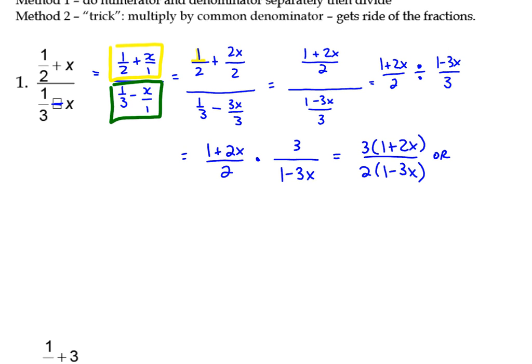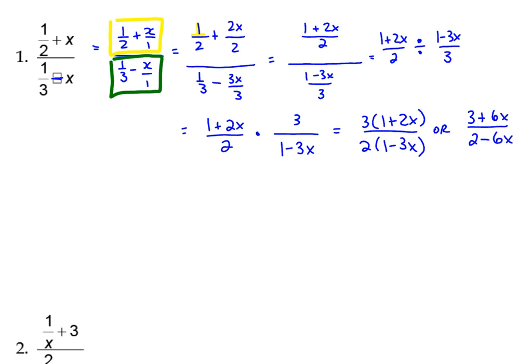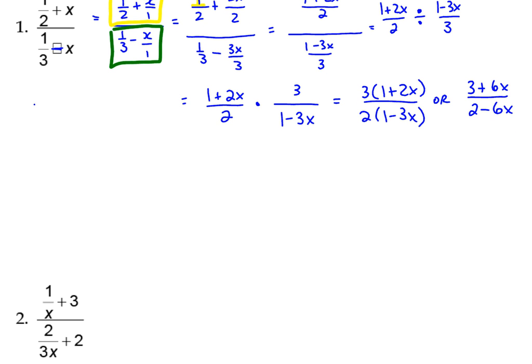Or, if you want, you can also write it as 3 plus 6x over 2 minus 6x. Either or. Okay, that's the long way. There's an easier way, a shortcut. I'll show you really quickly. So that's method 1. Ugly.